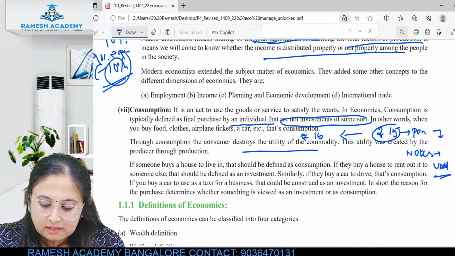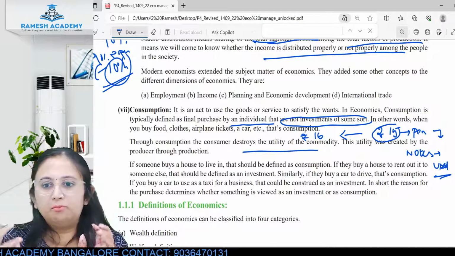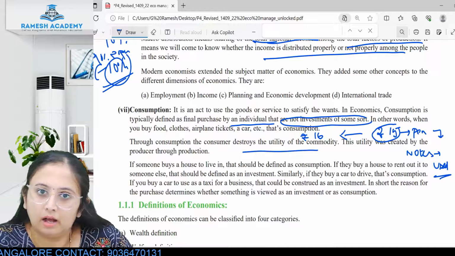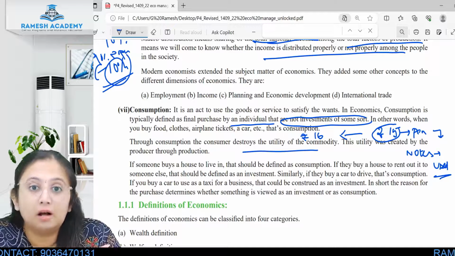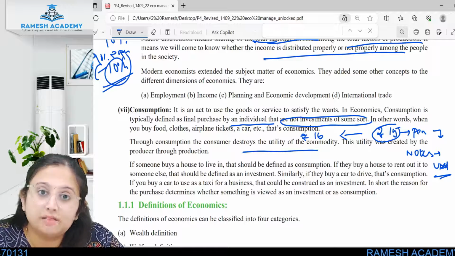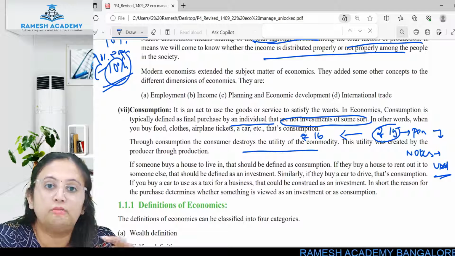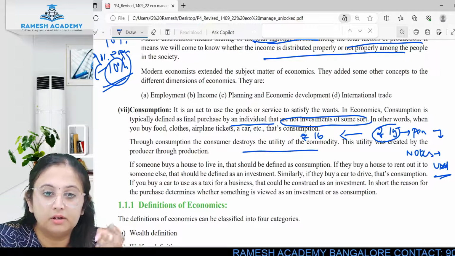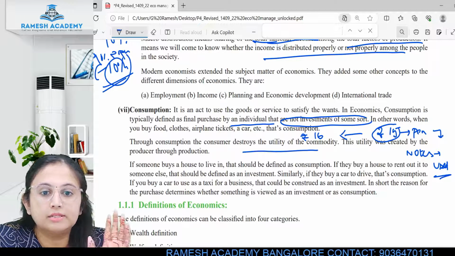See, if someone buys a house to live in, that should be defined as a consumption. I spent money, I bought a house, I am only living in it. I am not going to get any money out of it. That is consumption. But if anybody buys a house and gives it for rent, then that should be defined as an investment, because you are adding value to it. The value of that house you are increasing day by day by getting rent. You are getting money out of it. So that means utility is increasing. So that is an investment. You should not consider it as consumption.